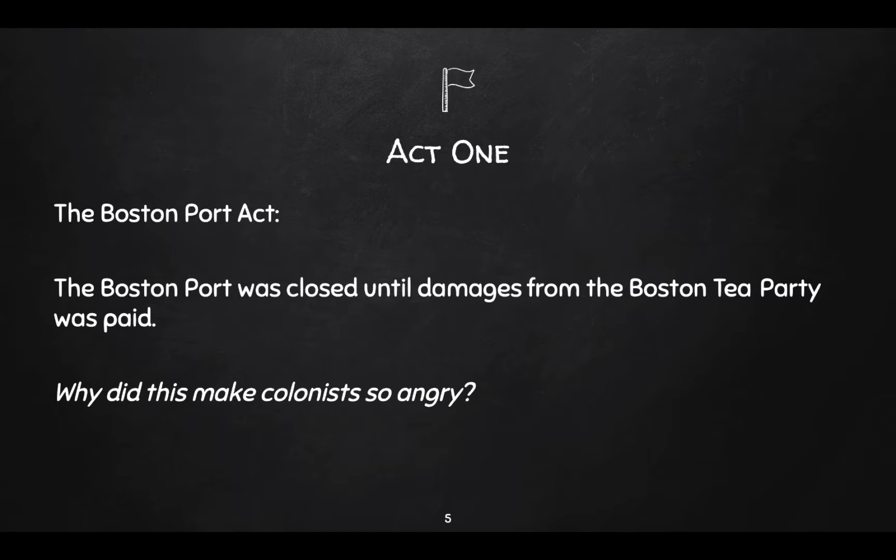The first of the 4 acts was known as the Boston Port Act. This closed Boston Harbor until damages from the Boston Tea Party were paid. The damage was extremely expensive, so obviously this would not happen quickly. Stop and talk with your table partner about why this would make colonists so angry.